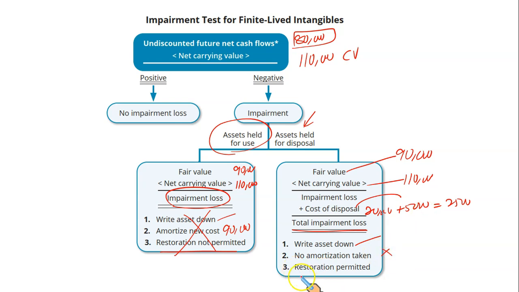No new base. It is gone from the books, but if it's still with you and if the value goes up subsequently, the previously written down loss can be reversed. So please remember, in case of an asset held for use, restoration is not permitted, but in case the asset is held for disposal, if the values go up, then you may restore the previously written-off amount.